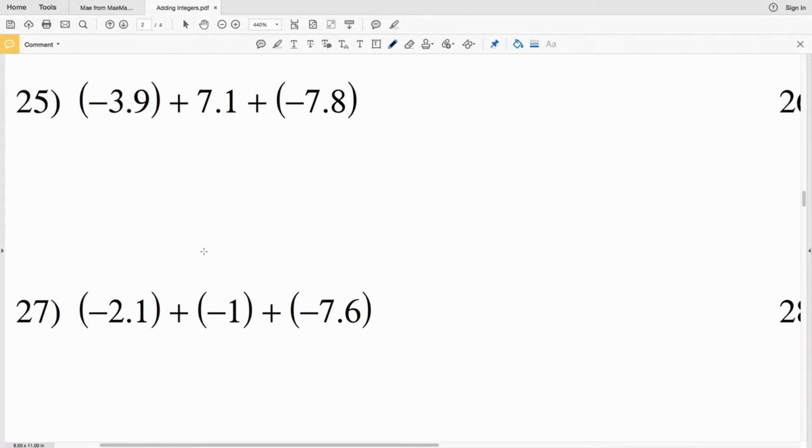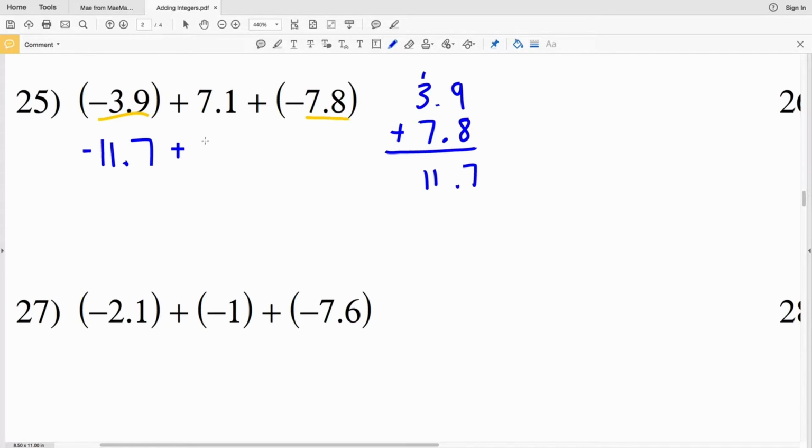Now 25 gets a little tricky because now we're adding 3 different terms, but it's still the same concept. So for this we have 2 negative numbers, so let's add those together first. So negative 3.9 plus a negative 7.8 is going to be a negative number because we're going further into the negatives. 3.9 plus 7.8, carrying the 1, 1 plus 3 plus 7 is going to be an 11.7. So this is negative 11.7. And we still have to add a positive 7.1.